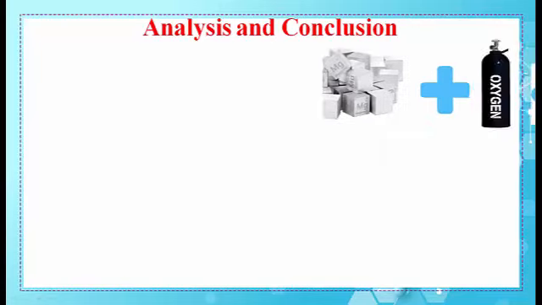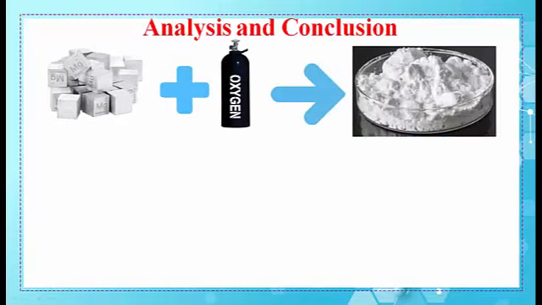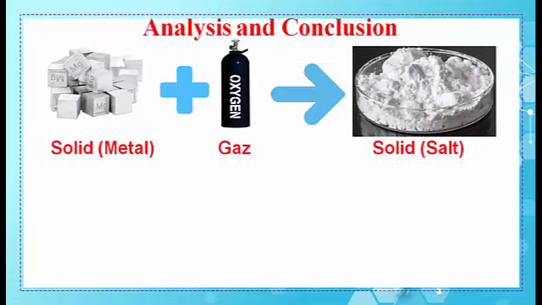It's important to note that the combustion reaction of any species is its reaction with oxygen. So since this reaction is the combustion of magnesium, it is the reaction between magnesium and oxygen to give a salt. Here, magnesium is a metal in the solid state, while oxygen is in the gaseous state, to give a salt, which is magnesium oxide.